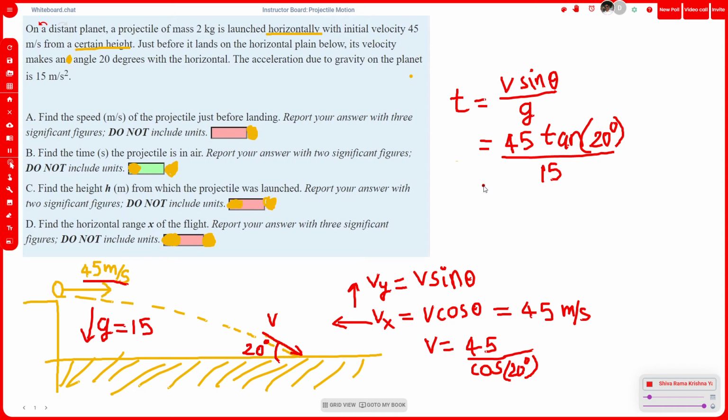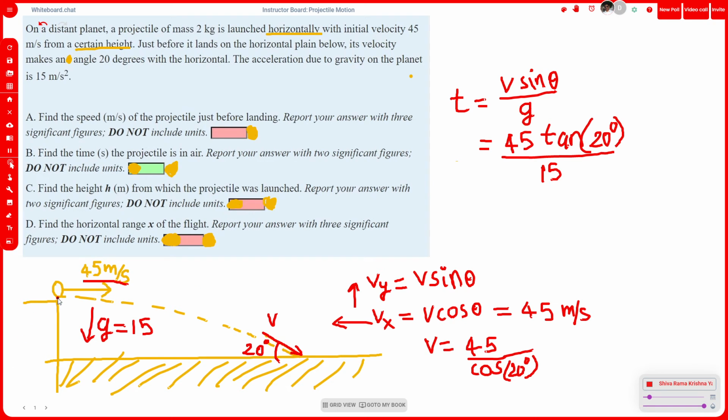Okay. How can we do this? We need to find the height. Now think, what formula relates the height? We have time, gravity, and velocity. We need to find height. What can we do?